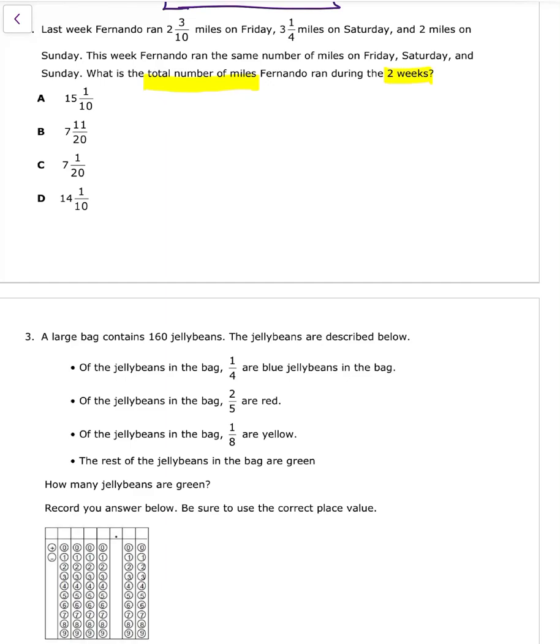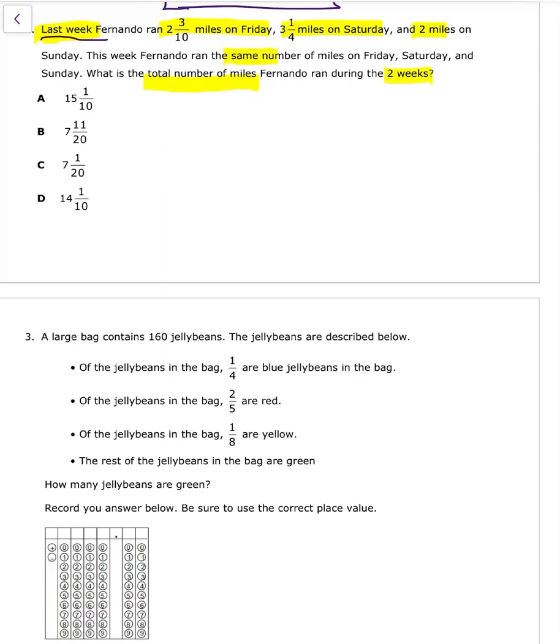Okay, so let's go look. All right, so it says last week, Fernando ran this many miles on Friday, Saturday. Let me try to make this a little neater. Okay, so this many miles on Friday, this many miles on Saturday, 2 miles on Sunday. So that was last week. This week he ran the same number, so it's going to be equal to what's up there on Friday, Saturday, and Sunday. The same number. Okay, so that means I've got to add all that together. So I got to add Friday, Saturday, Sunday, and then Friday, Saturday, Sunday again. Right?